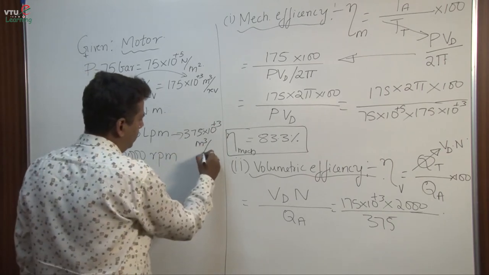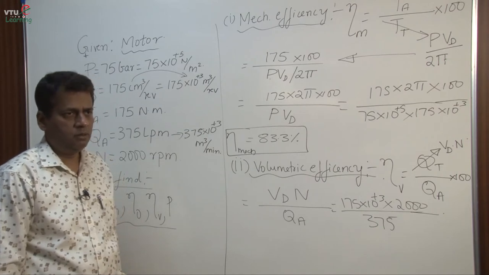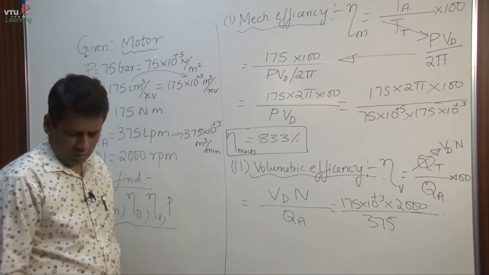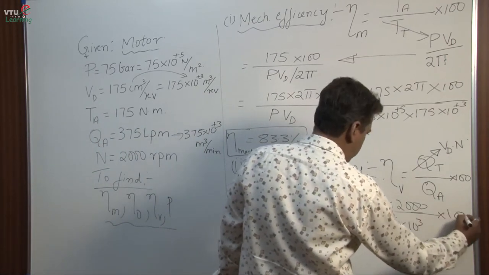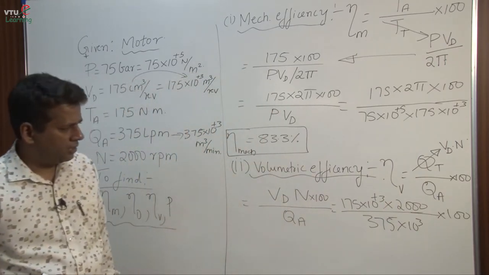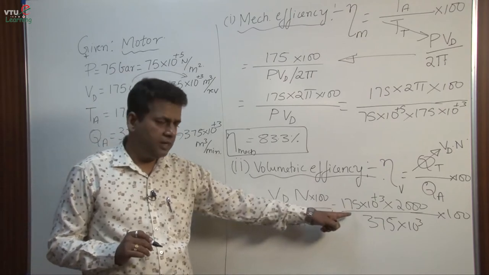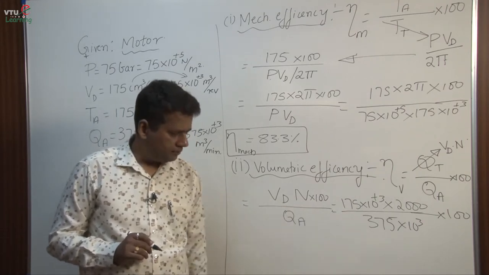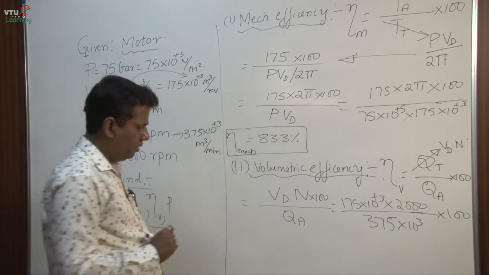Meter cube per minute. You know the relationship between liter and meter. So one liter is equal to 1000 meter cube, right? So we can put this 375 into 10 raised to the power of 3, whole thing multiplied by 100. So carefully you have to check all the units and then you have to solve. Make sure that the units available in the numerator are homogeneous with respect to the units available in the denominator.